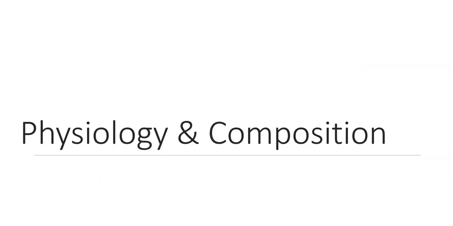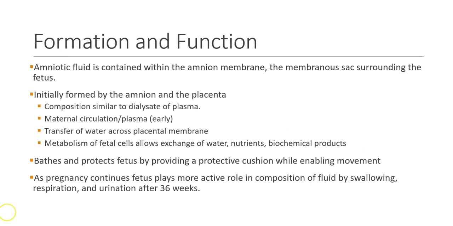Physiology and composition of amniotic fluid. Formation and function. Amniotic fluid is contained within the amnion membrane, and this is the membranous sac that surrounds the fetus. Initially, it's formed by the amnion and the placenta. The composition is similar to a dialysate of plasma.